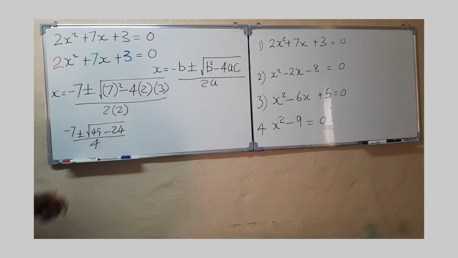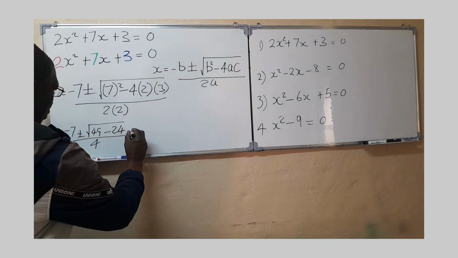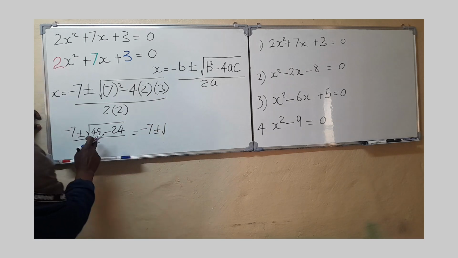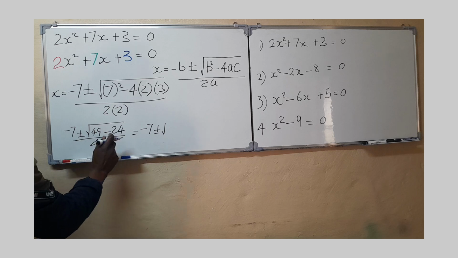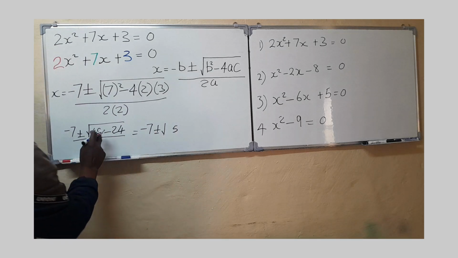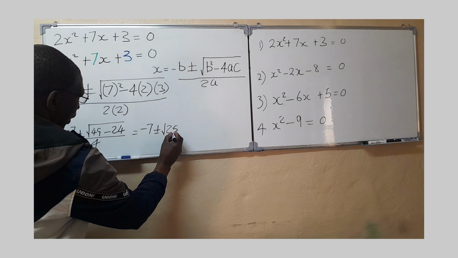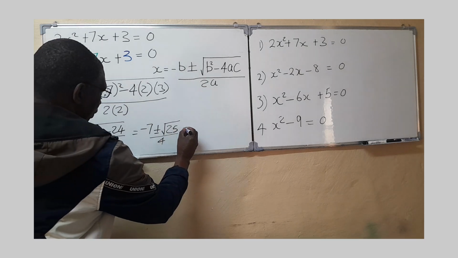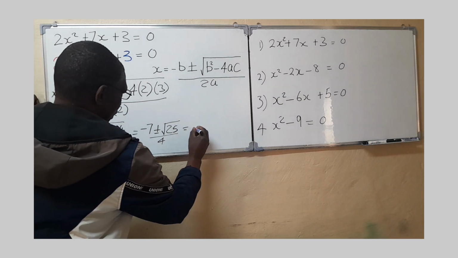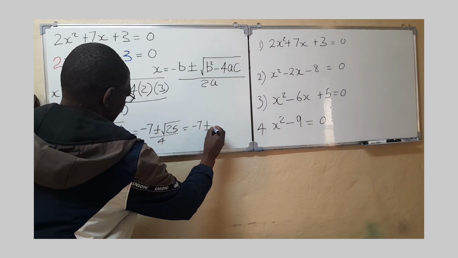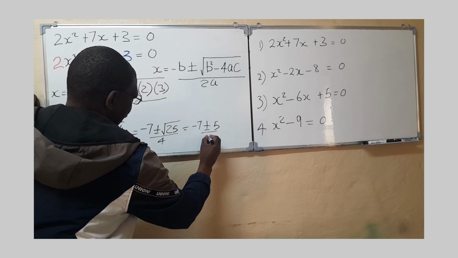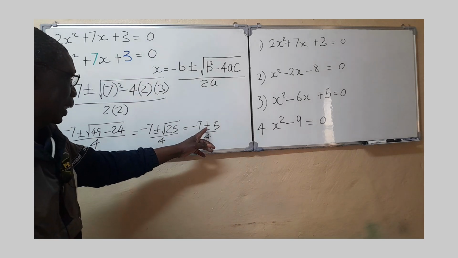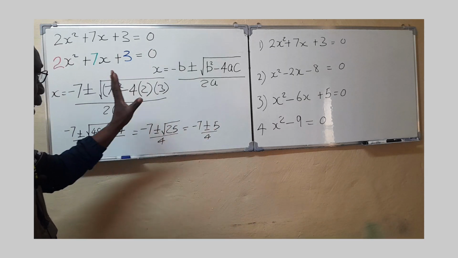So what is 49 minus 24? Okay, let's do the subtraction there. So it's minus 7 plus or minus the square root of 9 minus 4, that's 5. 4 minus 2, that's 2 there. So it's square root of 25 all this over 4, which of course we know that the square root of 25 is 5. So it's minus 7 plus or minus 5 divided by 4. So what it means here, because we have this plus or minus there between the 7 and the 5, it means there are two answers.